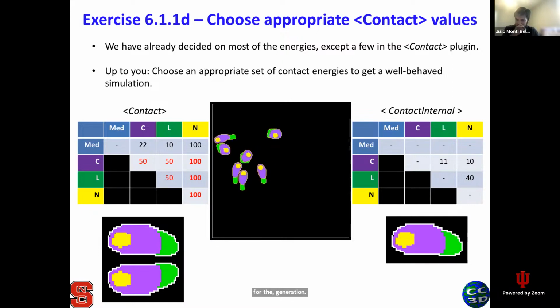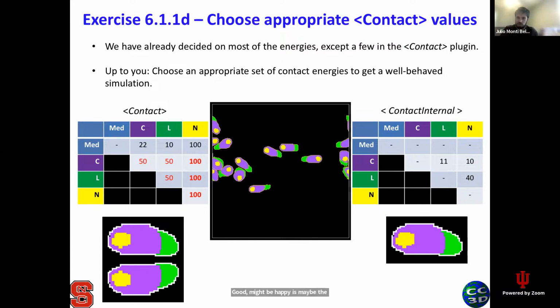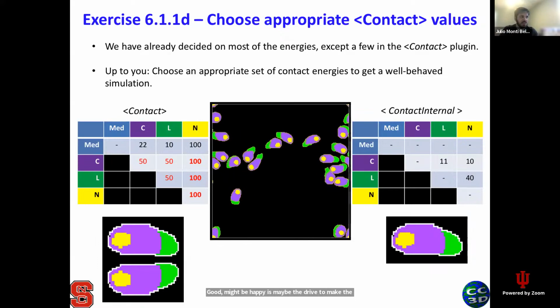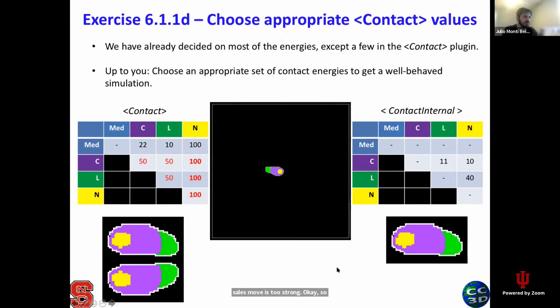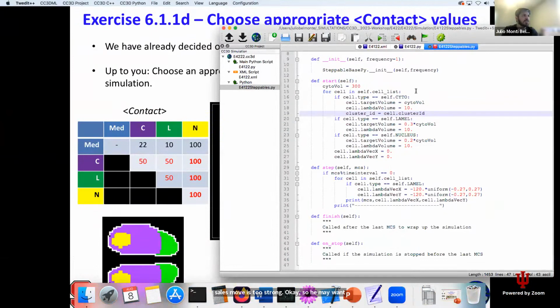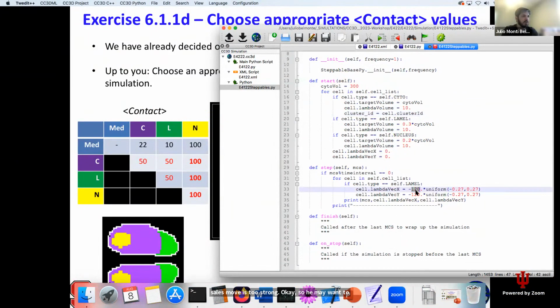Okay, maybe what might be happening is that the drive to make the cells move is too strong. So in the steppables, you may want to change this value here to be a little bit lower, instead of 120, to be 100. This way the cells should move a little bit slower, and then you are less likely to leave the nucleus behind.